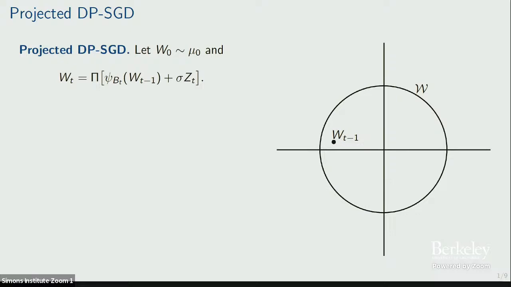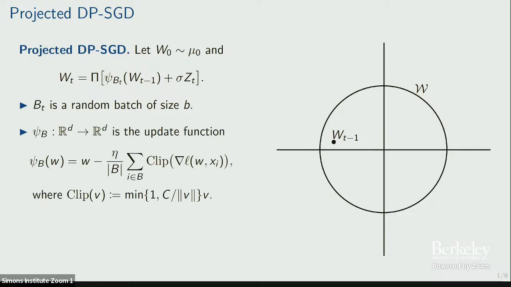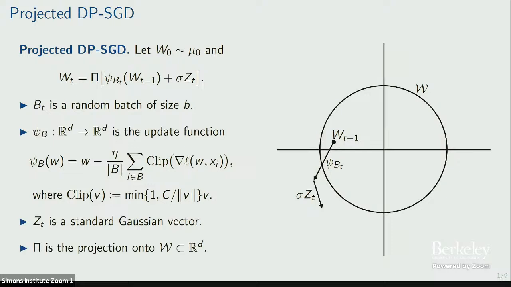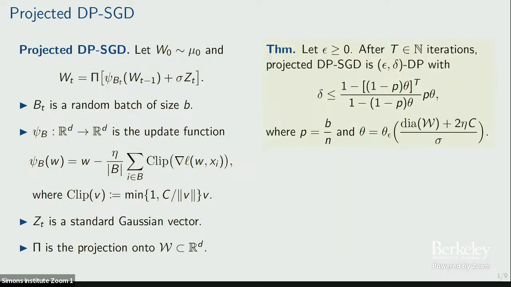You have a point W_{t-1}, and then what you're going to do is you take a random batch of size B. Although at some point we will see that the batching strategy is not very important. And then you do the update that you have introduced, which is pretty much gradient descent, but it is gonna be clipped, right? I think here is an important aspect of DPSGD that you have clipping. So you will have a little bit of psi V_t here. It's gonna put you somewhere right over there. And then you are gonna add the standard Gaussian noise. You're gonna be somewhere else. And then at the end, you project into this set W that for us is going to be this beautiful circle.